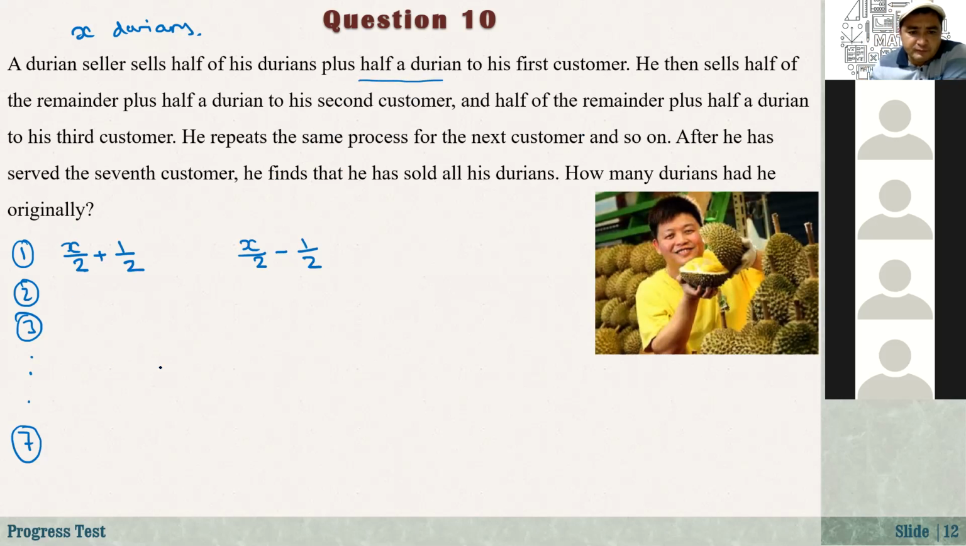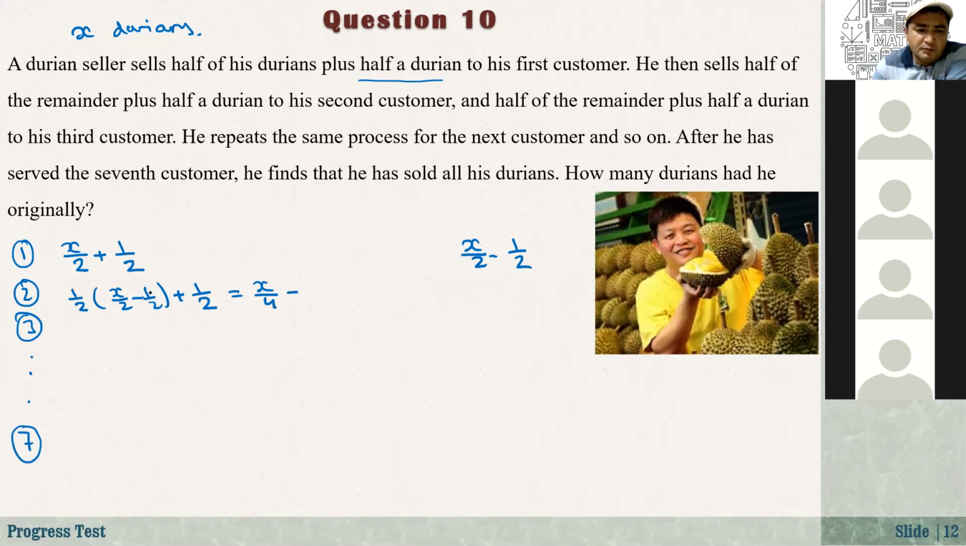Maybe I should write this a bit here because I need more space. Here we have x over 2 minus 1 over 2. And he then sells half of the remainder plus half a durian to his second customer. So half of the remainder: the remainder is x over 2 minus 1 over 2, times 1 over 2, which is x over 4 minus 1 over 4, plus 1 over 2, that's equal to plus 1 over 4.